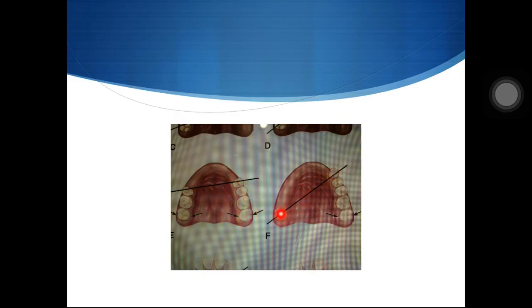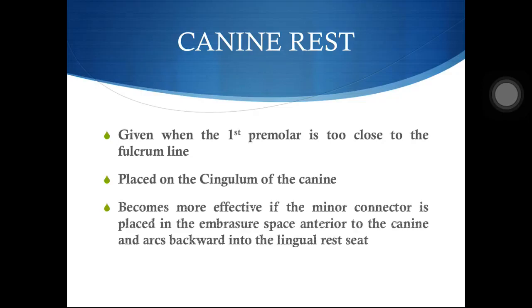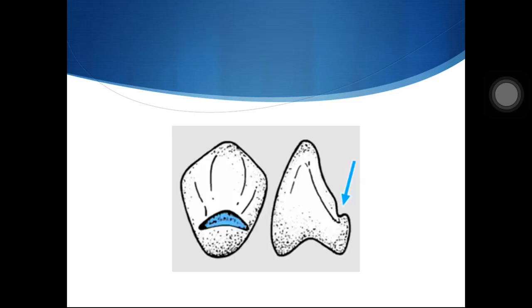This is also a Kennedy's class 4 denture in which the indirect retainer is provided in the last standing molar. Canine rest can also be given when the first premolar is too close to the fulcrum line, and it is placed on the cingulum of the canine. It becomes more effective if the minor connector is placed in the embrasure space anterior to the canine and arcs backward into the lingual rest seat. This is the cingulum rest over the canine.